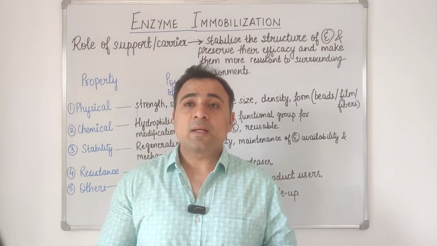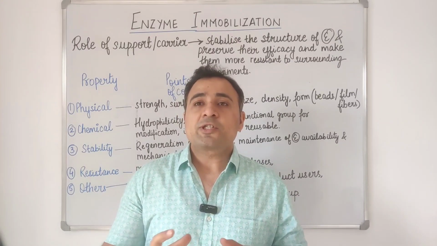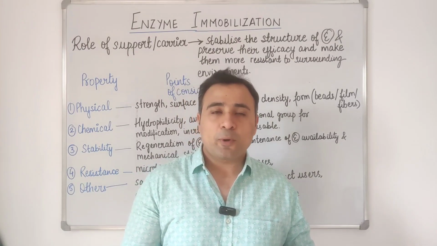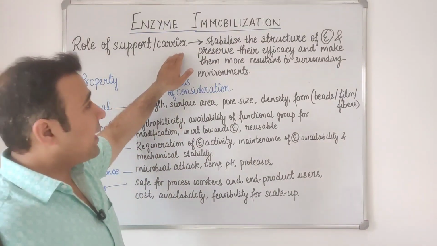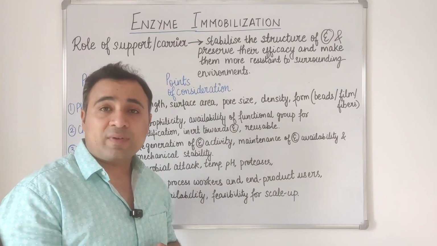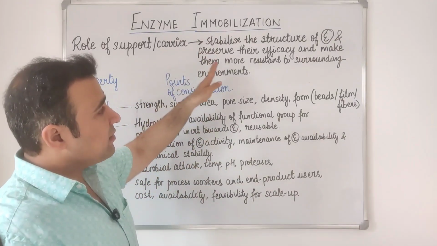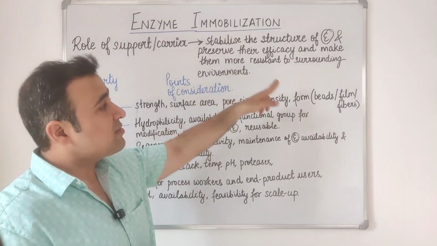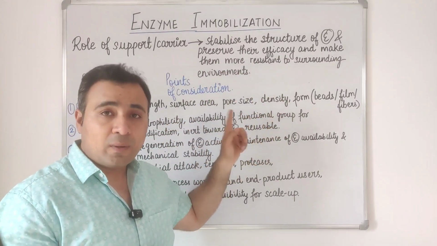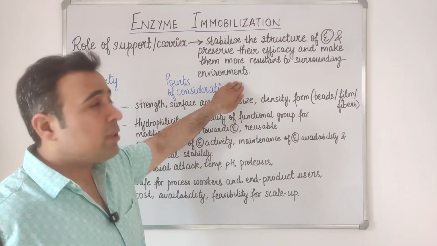Okay, let's understand the role of a good support or carrier which is used in the immobilization process. The main function of the support or carrier is to stabilize the structure of the enzyme, and thereby preserve the efficacy of the enzyme so that it is more resistant to the surrounding mediums. So this is the role of an ideal carrier or support.